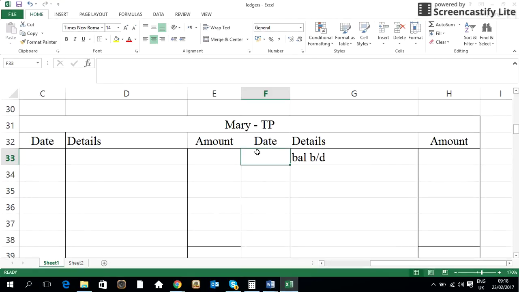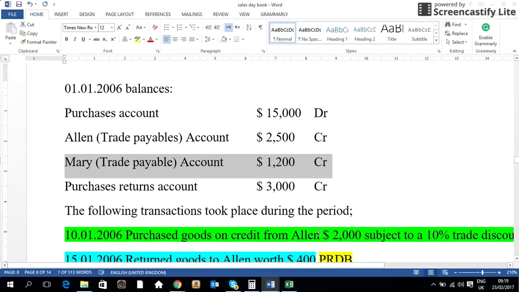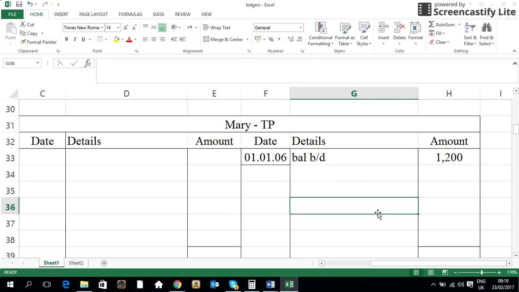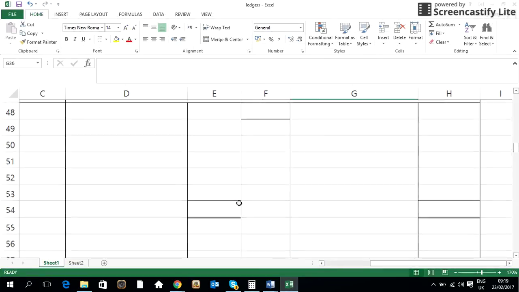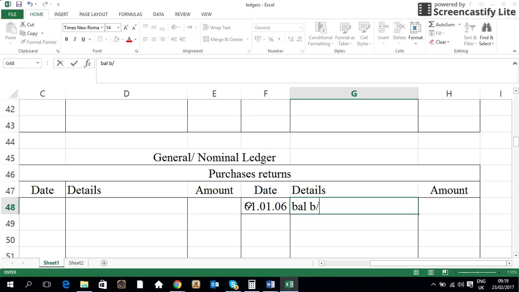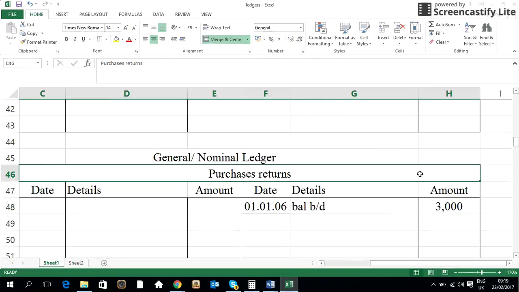Then the next is to enter Mary's opening balance, that is brought down on the credit side. The value is 1,200 credit. So let's enter it on the credit side as 1,200. And next is the purchases returns account worth 3,000 on the credit side. So move to purchases returns, on the credit side, 1/1/2006 as balance brought down, and the amount is 3,000. So this would be the first step to complete.